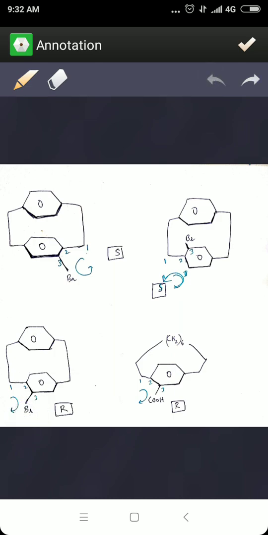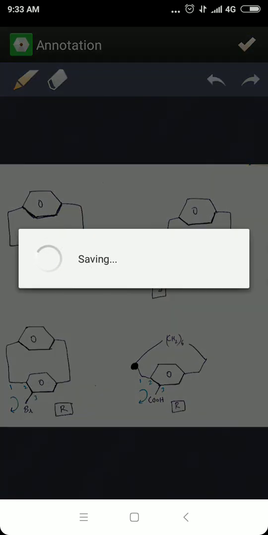Now let us take one more example. In this, there is a carboxylic acid, and here also it is the same way. So you can consider this as the pilot atom. And if you consider this as a pilot atom, then your numbering is going to be again like 1, the CH attached to the pilot atom, then 2, 3 in clockwise direction, and hence it is going to be R, with the COOH.